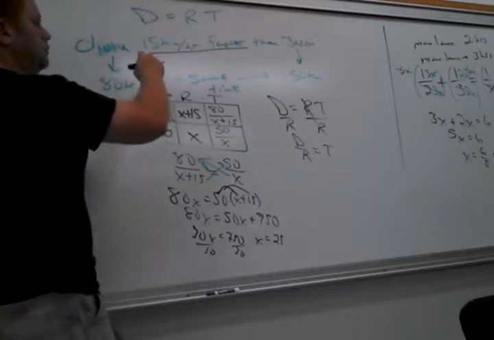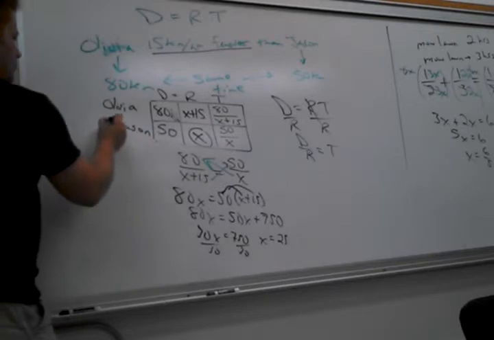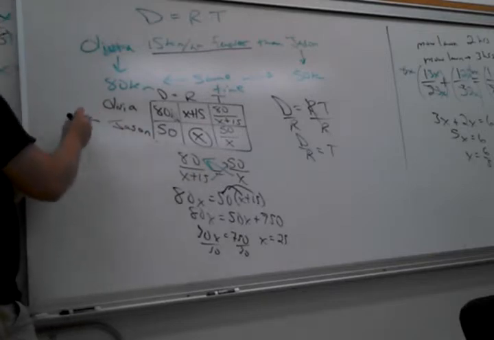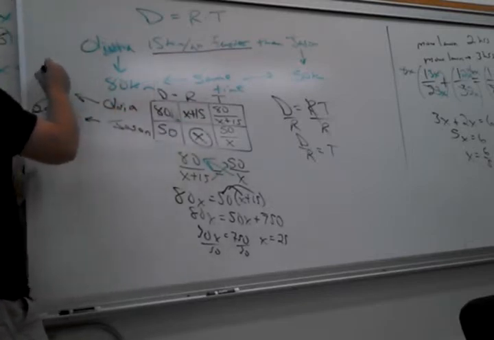So what does that mean? You plug it back in. So that means Jason was going 25 kilometers an hour, and Olivia was going 15 faster, so 40 kilometers an hour.